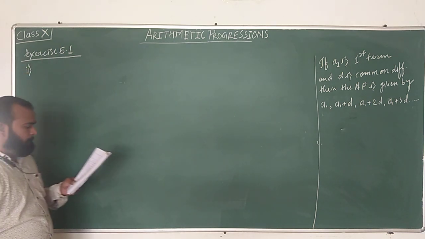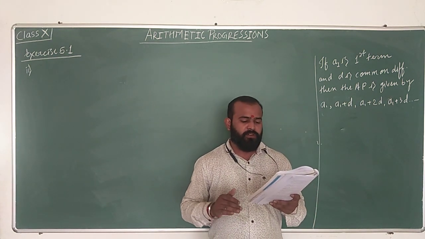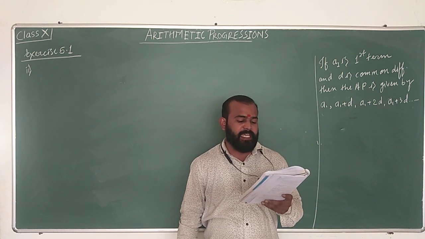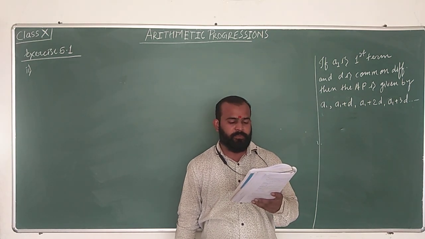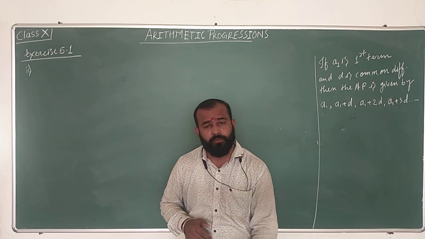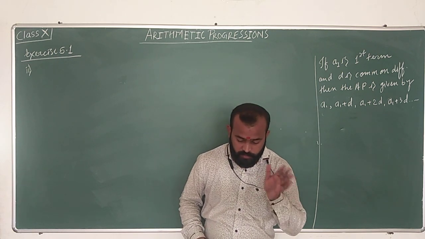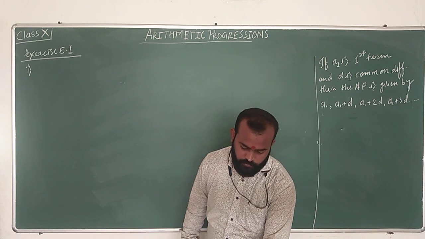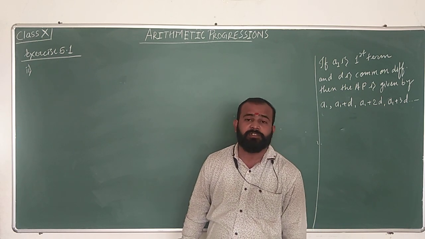Second one, the amount of air present in the cylinder when a vacuum pump removes 1/4 of the air remaining inside the cylinder at a time. The amount of air present in the cylinder when 1/4 of the remaining air is removed.